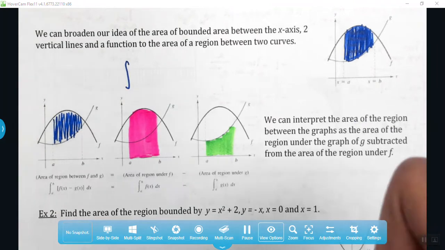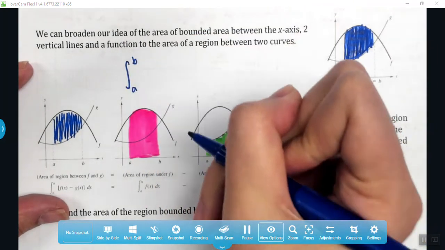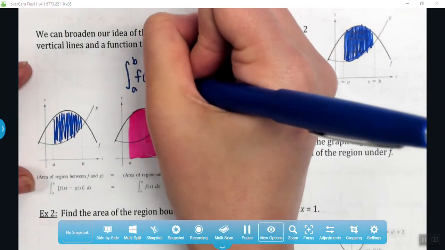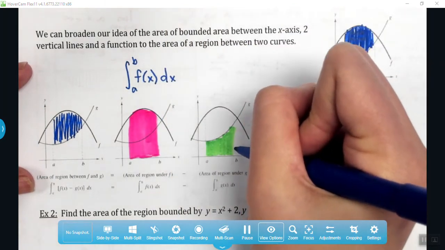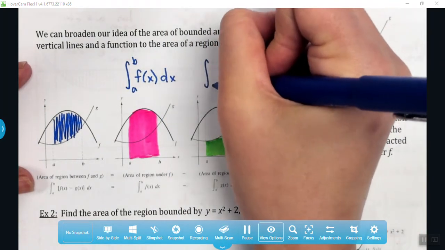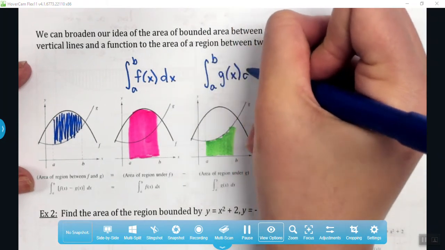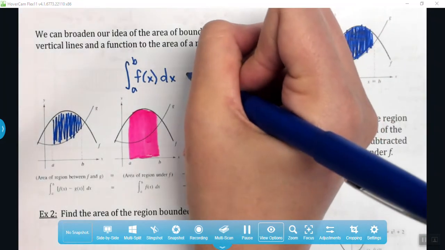It's the integral of what, A to B, of which curve? Yeah, top curve is f of x. And then what's this one? Integral A to B of g of x dx. And what you want to do is you want to subtract them, right?